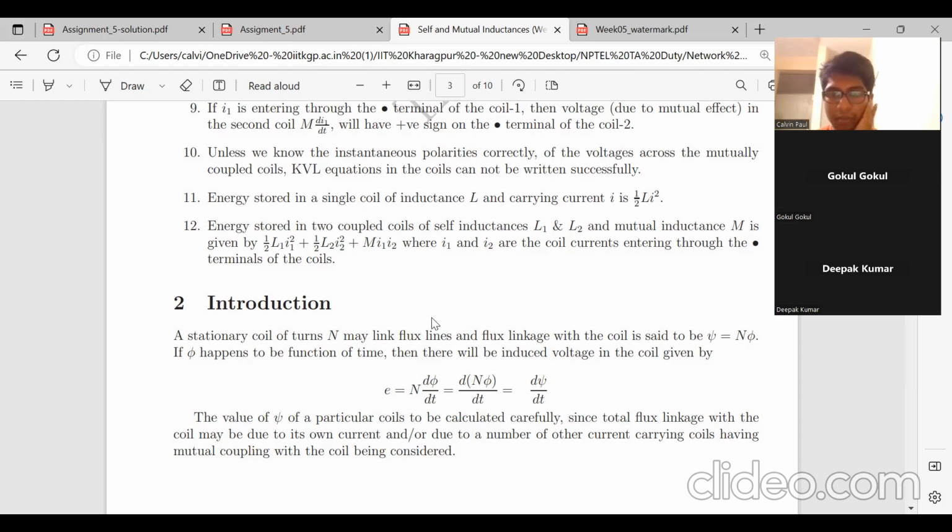So let us consider that there are n number of turns and their flux linkages. The number of flux linkages is n into phi. Now this flux phi happens to be a function of time. So when this flux is a function of time, there will be a voltage induced in the coil, and that is given by e equals n into d phi by dt. Okay, now because n is constant, we can take it inside, and we can say that the EMF induced is directly proportional to the change of the flux linkages of the coil.